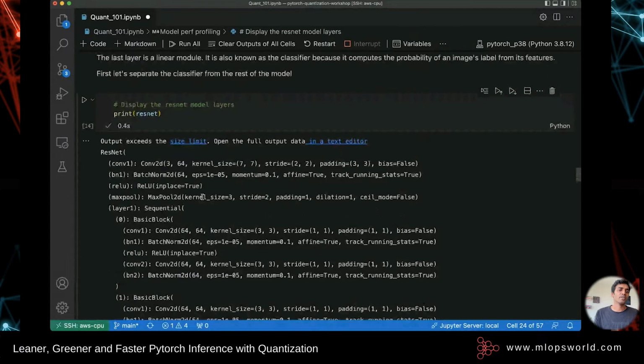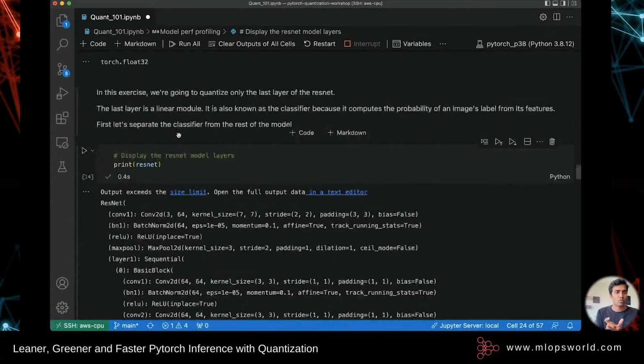So what we're going to do in this exercise is focus only on quantizing the last layer of the model. For that, we're going to separate the rest of the model from the classifier, and we're going to work on the classifier only.